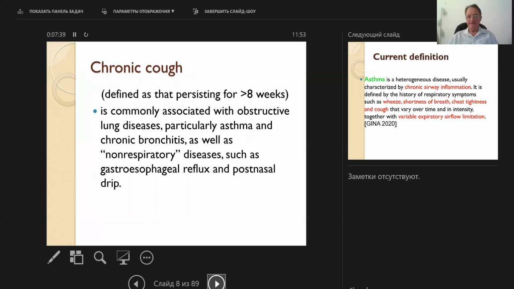Chronic cough, defined as persistent for more than 8 weeks, is commonly associated with obstructive lung disease, particularly asthma and chronic bronchitis, as well as non-respiratory disease such as gastroesophageal reflux and postnasal drip.